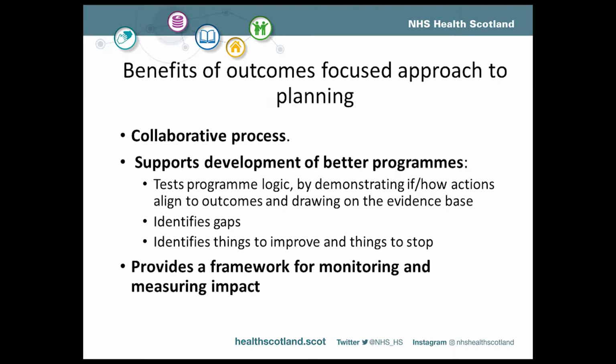And so some of the benefits of outcomes-focused planning: it's a collaborative approach, or at least it should be. It supports the development of better programs by testing the logic of programs. So you're really forced to demonstrate if and how your actions align to outcomes. And it really should be embedded on the evidence base as well. It helps to identify gaps, and it also identifies things to improve and, importantly, things to stop. And I think sometimes in the public sector, that's the most difficult thing for us to do. It also provides a framework for monitoring and measuring impact.